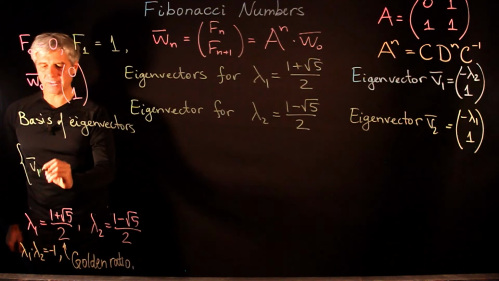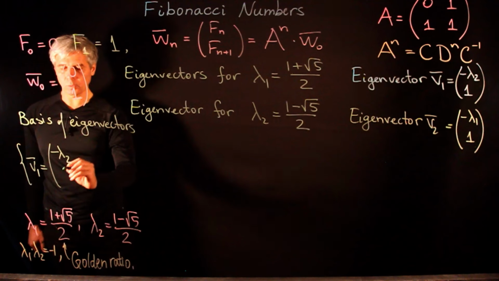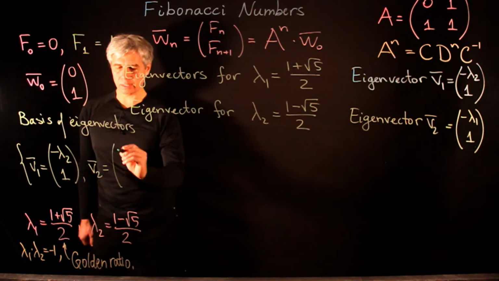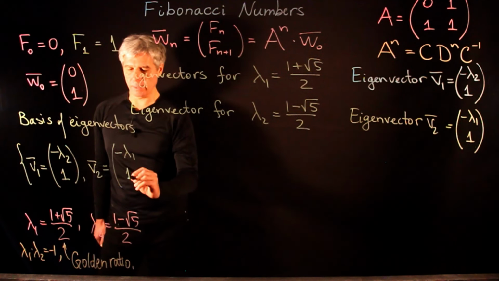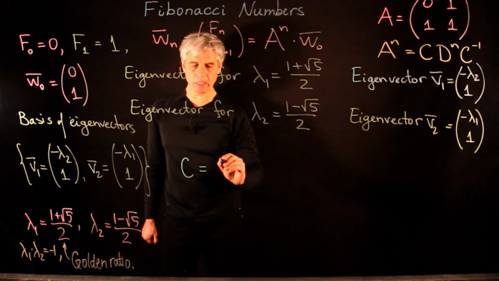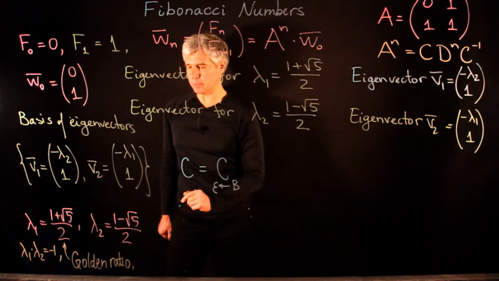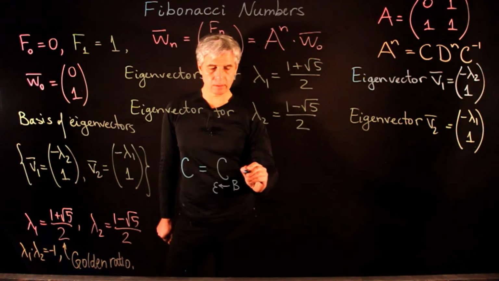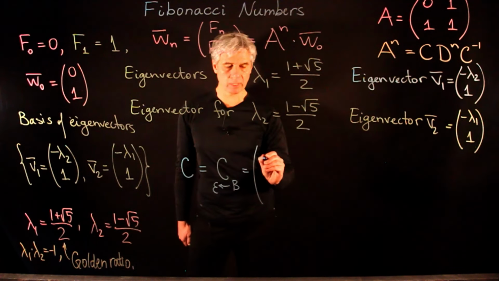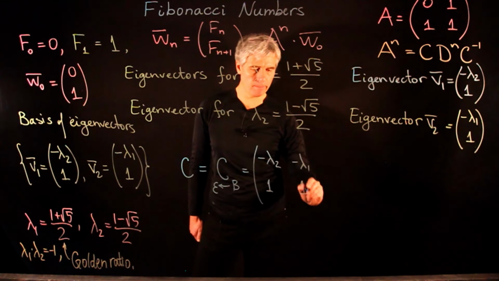So the first basis vector v1 is (negative lambda 2, 1), and the second basis vector v2 is (negative lambda 1, 1). This gives us the change of basis matrix C, which is the matrix of change of basis from basis B to the standard basis. So here we place our eigenvectors as columns. So we have minus lambda 2, 1, minus lambda 1, 1.